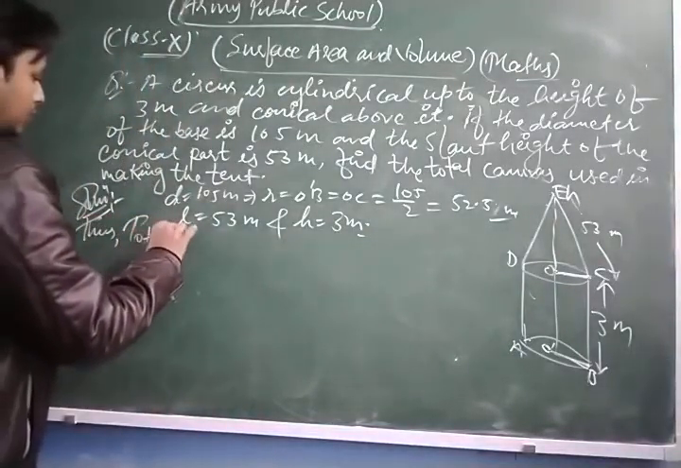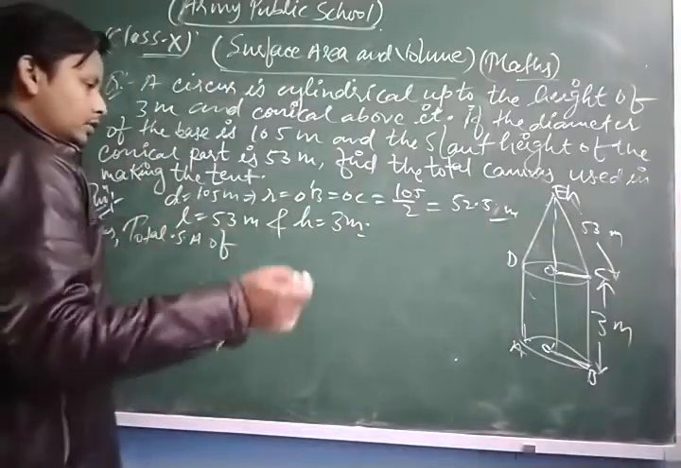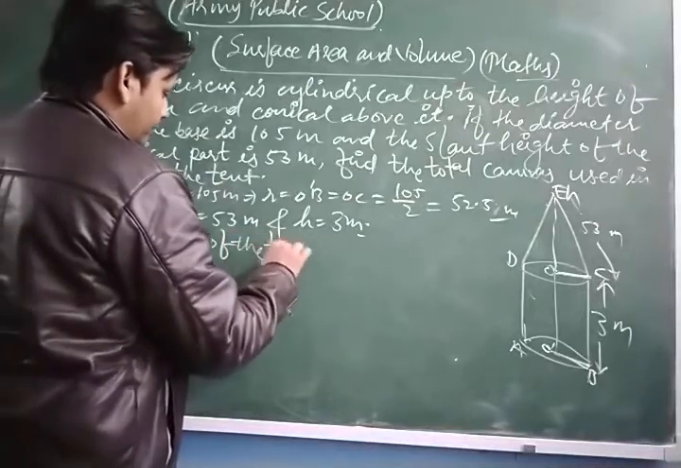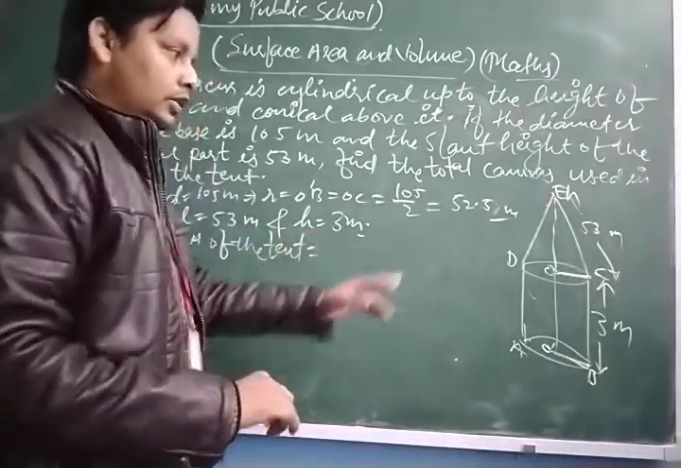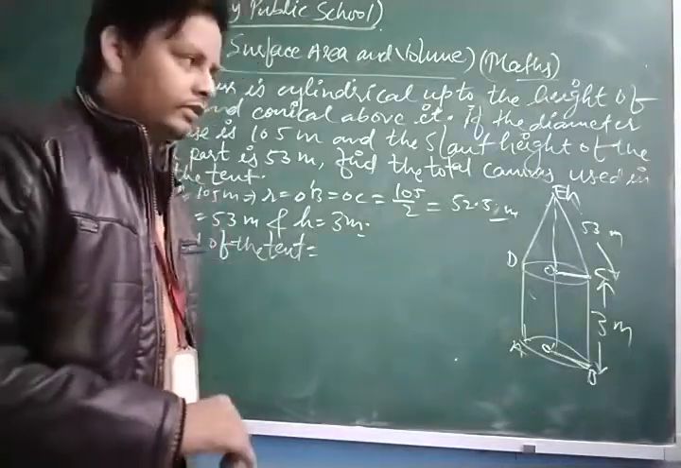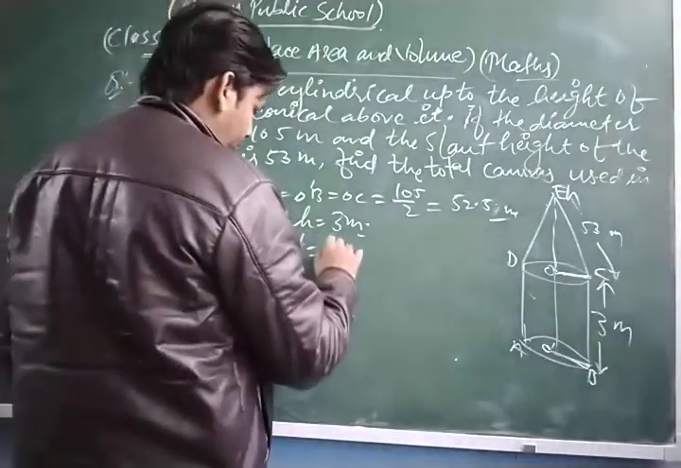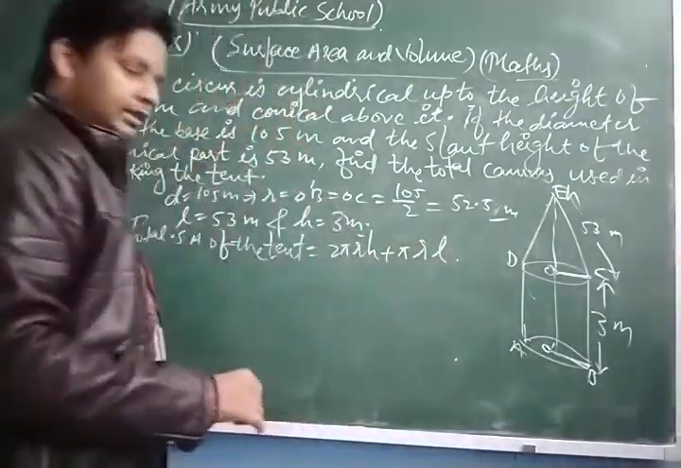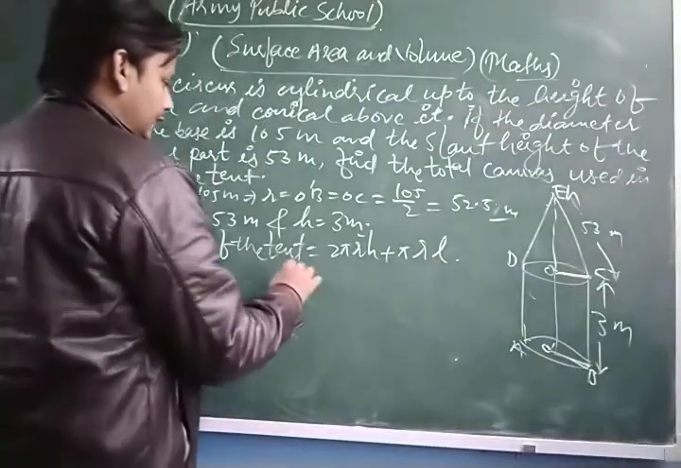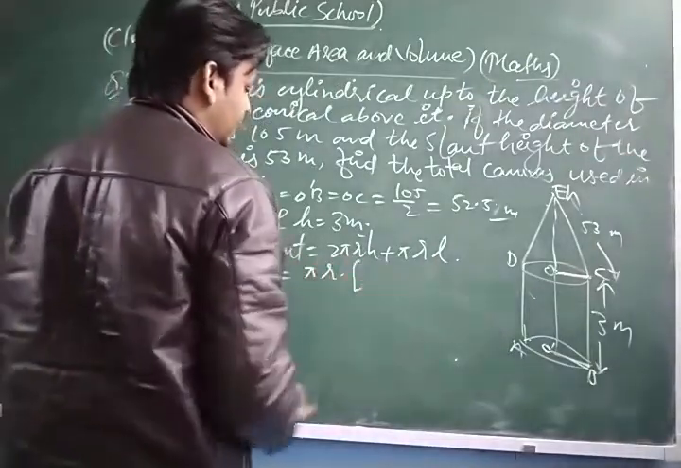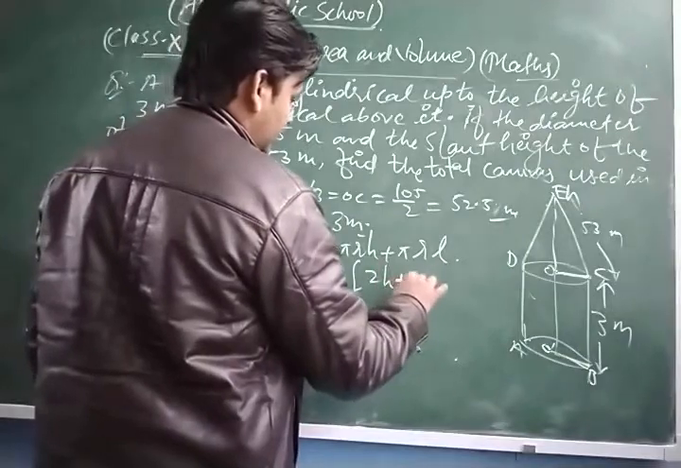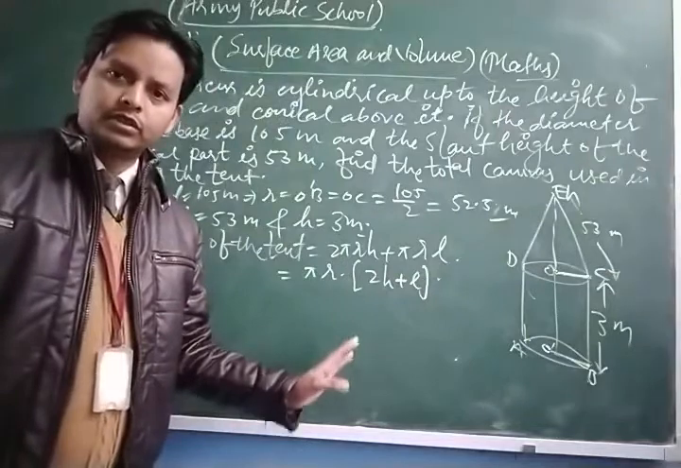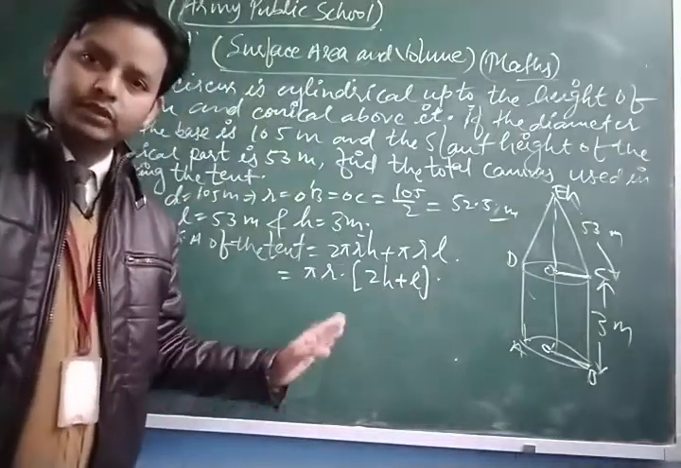Total canvas used for making the tent means the total surface area of the tent, which is equal to the curved surface area of the cylinder plus the curved surface area of the cone, that is 2 pi r h plus pi r l. This is the formula. Now we take pi r as common, so we get pi r times (2h plus l). Now we put in all the values and simplify.